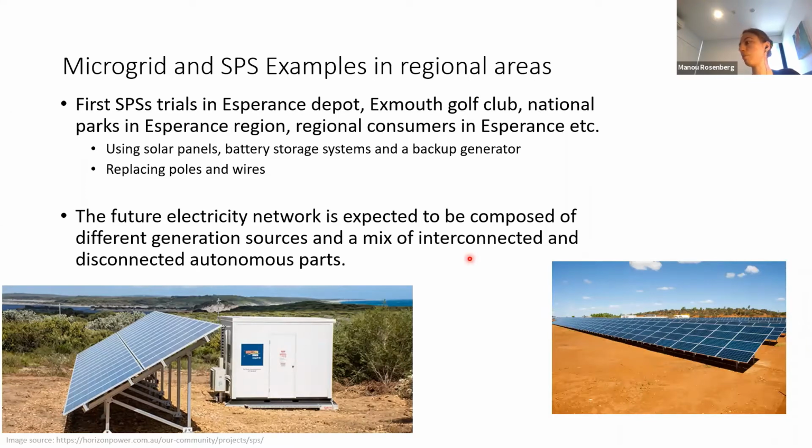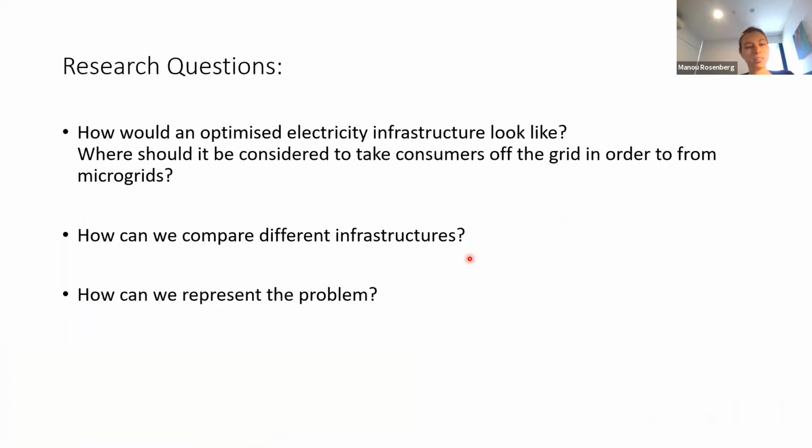And it might not be that the interconnected approach is the optimal way of doing that. So the research questions that I was looking at are basically: how would such an optimized electricity infrastructure, or network topology in particular, look like? Where can we split consumers off the network?